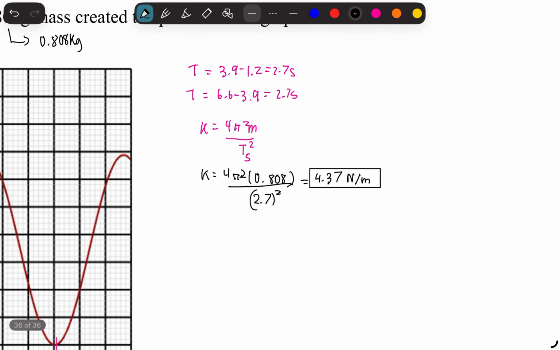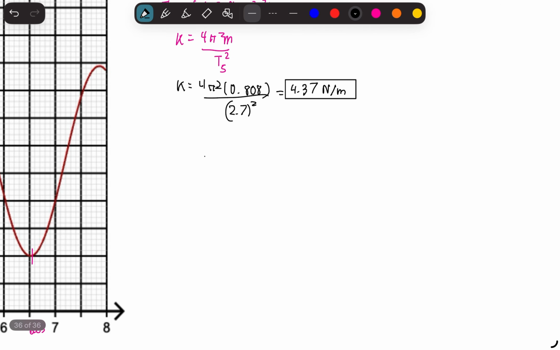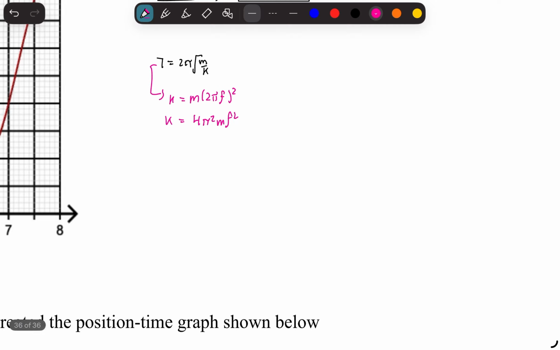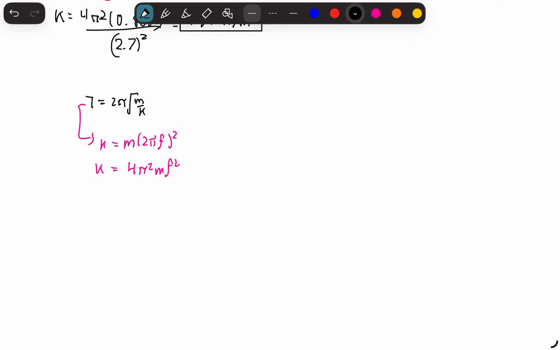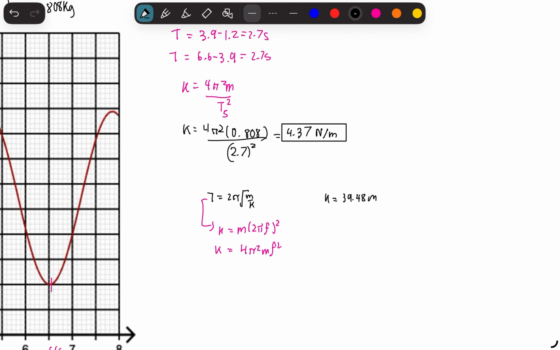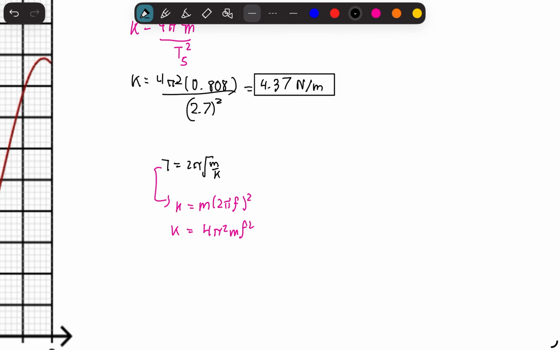Another way you could do this faster: you know T is equal to 2 pi root m over k. So you can instead just remember k is equal to m times (2 pi f) squared, or k is equal to 4 pi squared m f squared. If you plug everything in, it would be faster as well. Or you could do k is equal to 39.48 times m, divided by T squared, which is what we got up there.